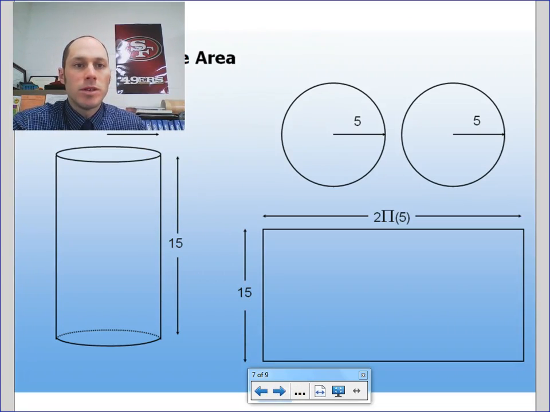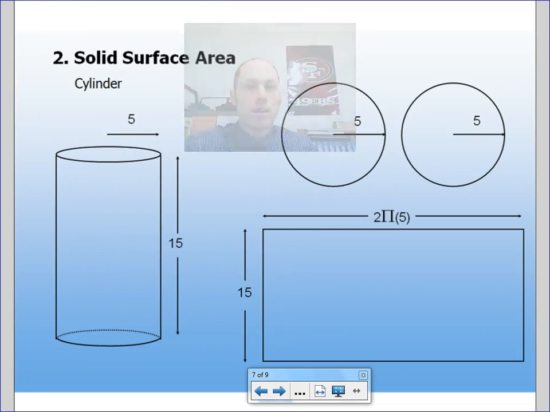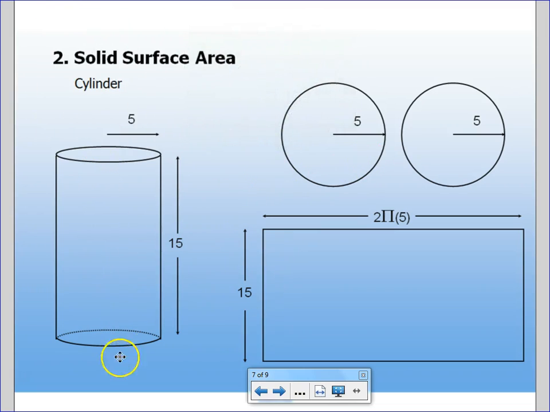Then just keep in mind as we look at the nets for the cylinder, know that we've got that same base shape on top and bottom. And then when we unroll it, I like to think of the soup can. If you take the label off the soup can, you've got a rectangle. So you've got the lid on the top and the bottom, and then the soup label. So you've really got a rectangle and two circles.